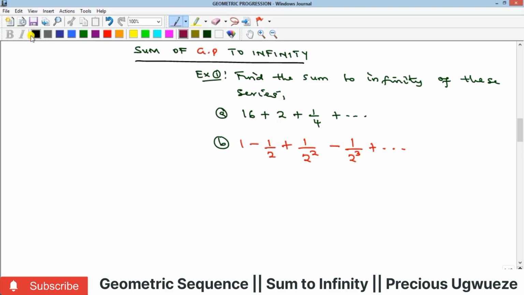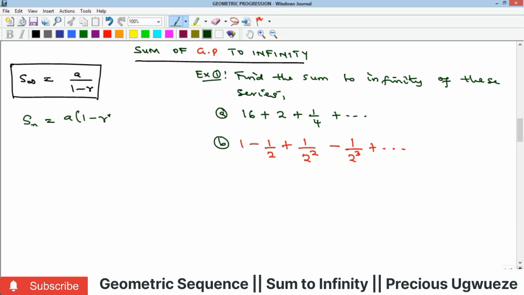Okay, so now here we're saying that the sum of a GP to infinity, that's what we call sum to infinity, is written like this: S infinity. Now we said that this is given by the formula A all over 1 minus R. And where is this gotten from? You discover that from the formula for the sum of a geometrical sequence, we are told that Sn is equal to A into 1 minus R raised to power n all over 1 minus R. That is when our R is less than 1.